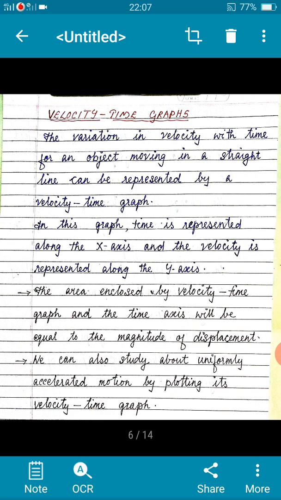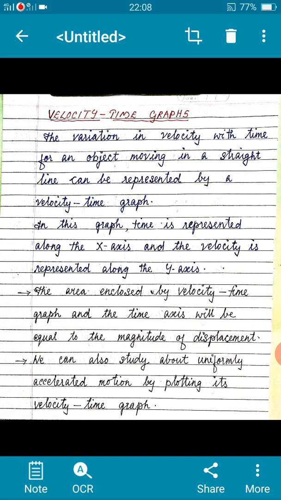The variation in velocity with time for an object moving in a straight line can be represented by the velocity versus time graph. So, what is the velocity versus time graph used for? The change in velocity, or the variation in velocity with time for an object moving in a straight line, can be represented with the help of the velocity versus time graph. Is that clear to you?